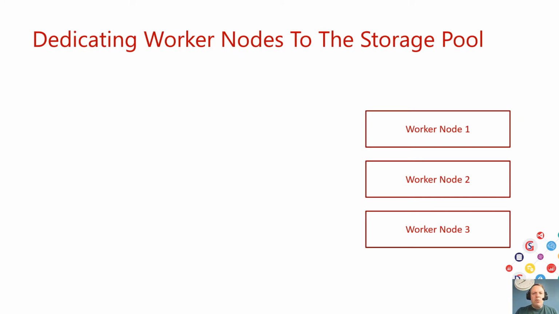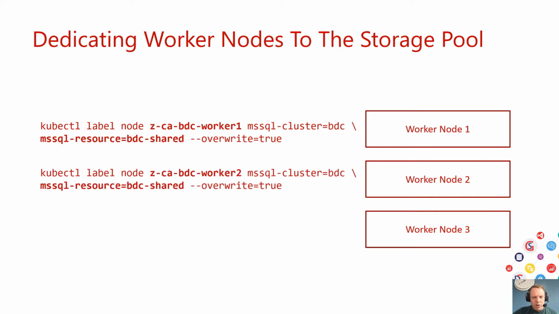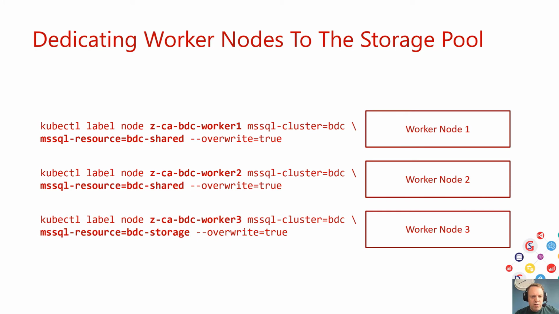As I said earlier, the storage pool does most of the heavy lifting for your big data cluster. What I therefore recommend is that you dedicate one or more worker nodes to your storage pool. The way you do this is via worker node labeling, which you do via kubectl. So in this example, I'm going to label two of my worker nodes with the bdc-shared label. I've called these in my lab zcabdc worker 1 and worker 2. And then I'm going to give my final worker node a label of bdc-storage.